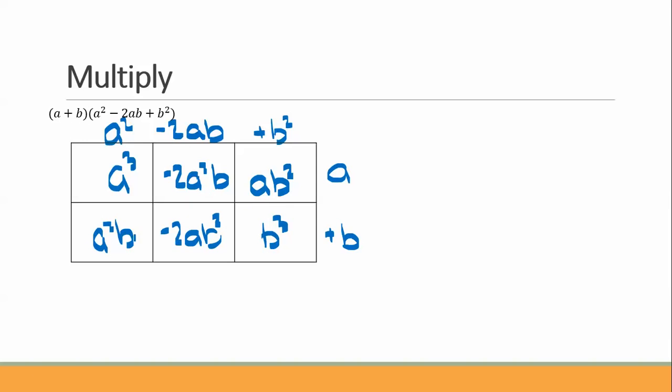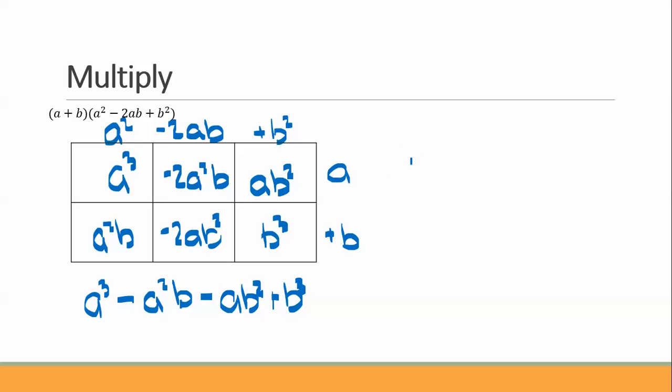Adding up all the diagonals, notice the a squared b is in this diagonal and ab squared is in this diagonal. We have a cubed minus a squared b minus 2a squared b is minus a squared b. And now we have minus ab squared plus ab squared, so that's minus ab squared, and then plus b cubed.